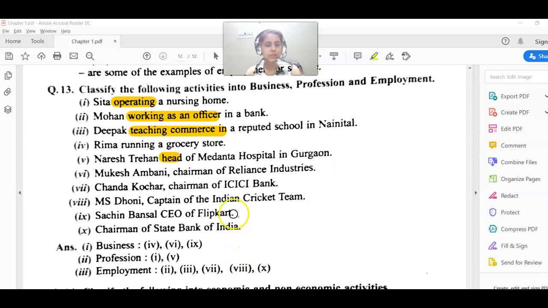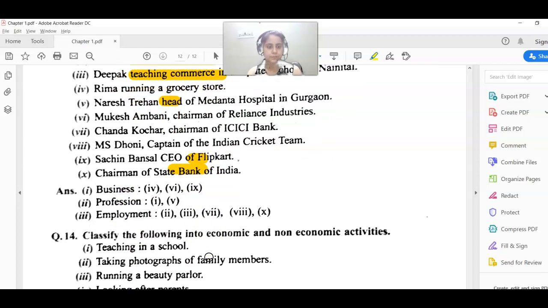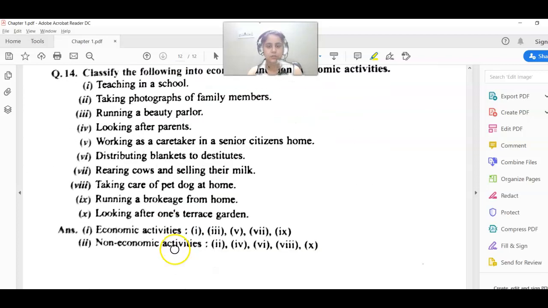Sachin Bansal, CEO of Flipkart. It's CEO. Okay, then it is business with ownership. We know that Sachin Bansal is the owner CEO, so it's an owner. We also have to have some little information like that. Chairman of State Bank of India. It's a job. It's employment. I did this question in my last video.